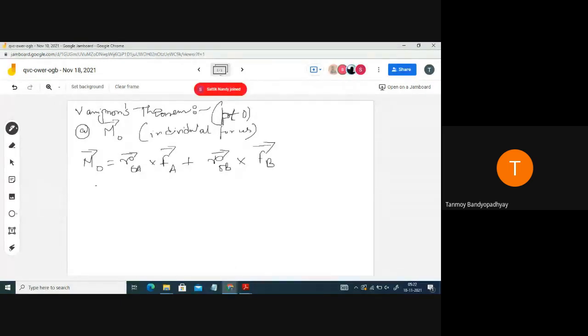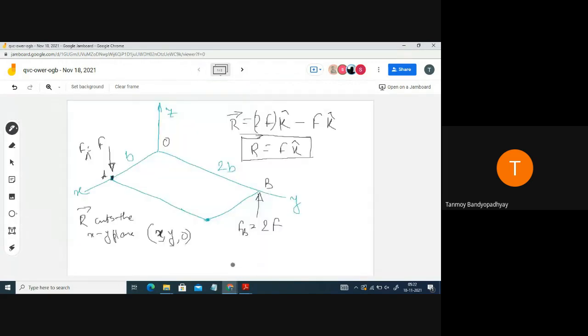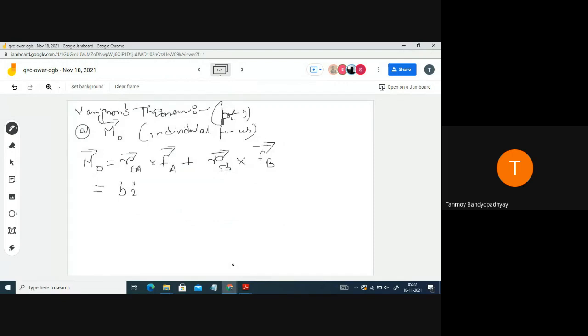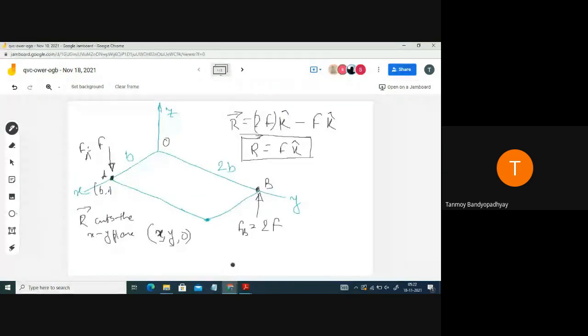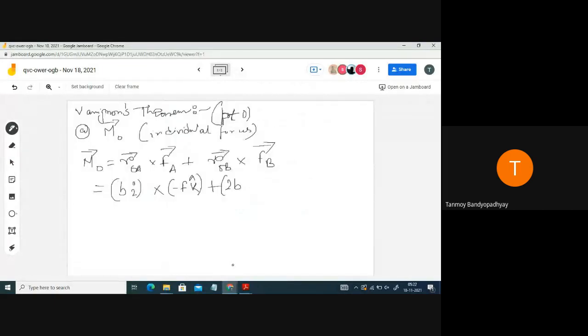What is r_OA? What are the coordinates of the point A? The point A lies on the x-axis, so the position vector of A is b i cap, cross FA. FA is actually minus F i cap. Plus r_OB. What are the coordinates of the point B? It is 2b, that is 2b j cap, cross the force, which is 2F k cap. Clear?